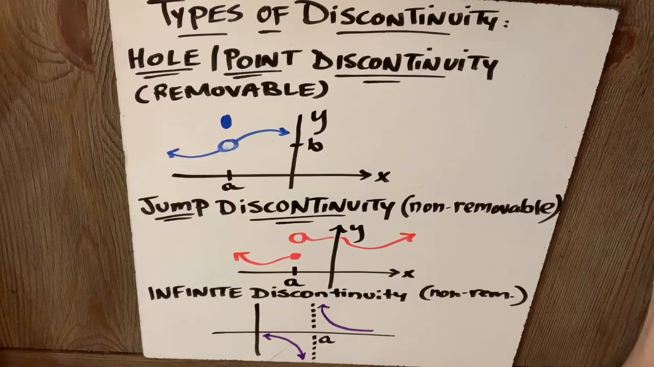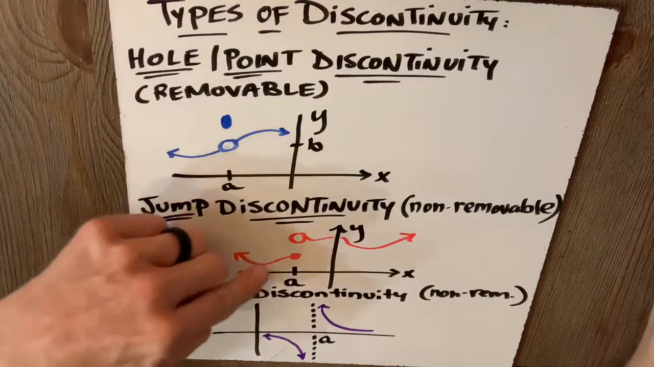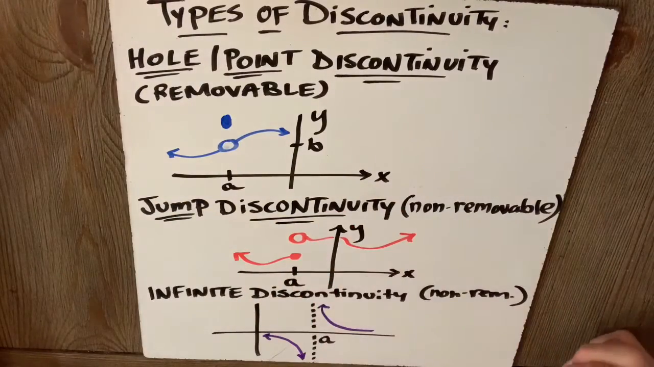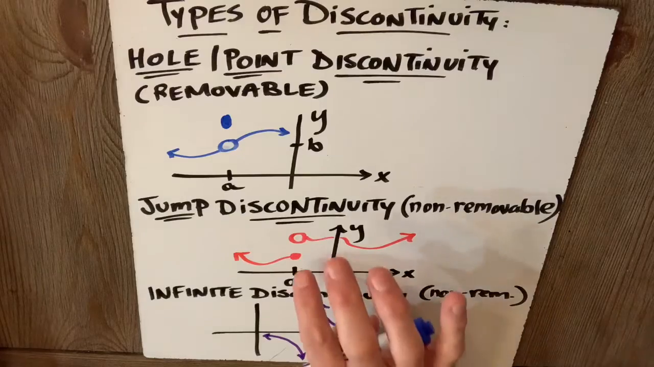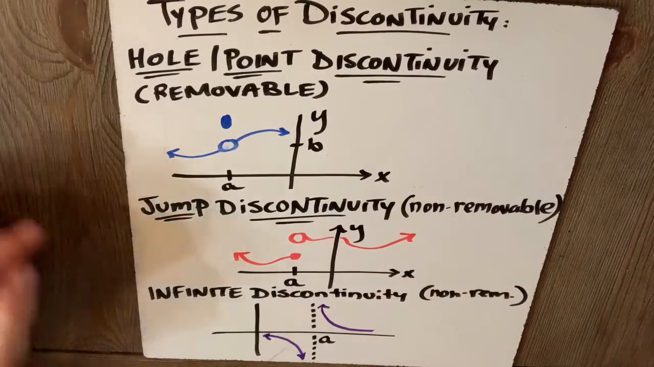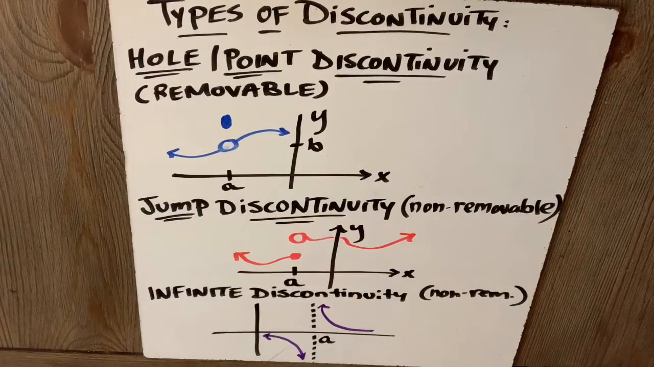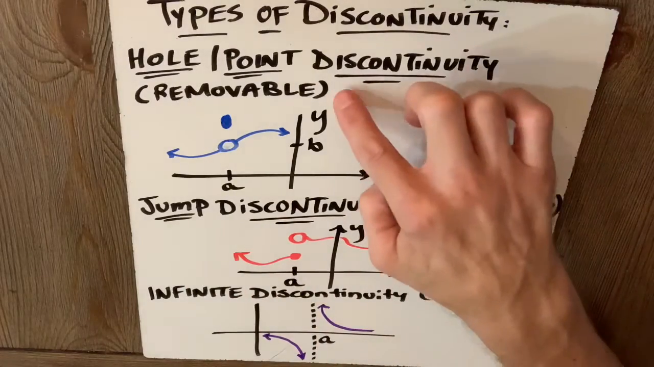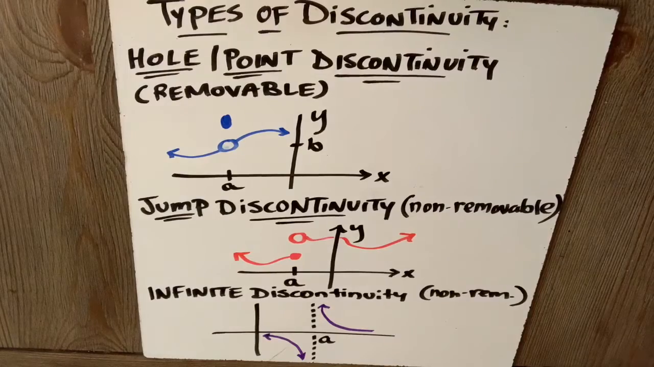Jump discontinuity. Well, very simple. The left-hand limit does not equal the right-hand limit. And our y values are jumping. We'll have something like this. Now, this could be open or closed there. We do have a function, but the function is discontinuous. Why do I say it's a function? It does pass the vertical line test. And that jump discontinuity is non-removable. Remember, the only removable discontinuity is the point.